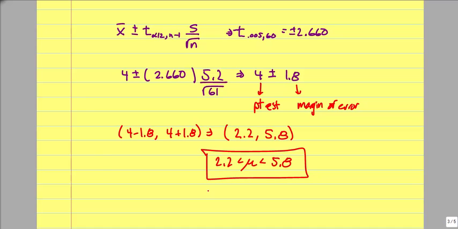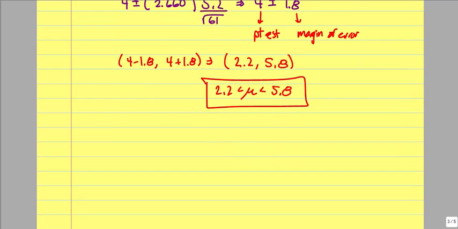Now remember, this has to do with repetitiveness. If I did this sample over and over again with size 61, I would expect that 99% of these intervals that I built would capture the true mean, and then 1 would not capture the true mean, and we hope the one that we built was one of the ones that did capture the true mean. So this is an example of finding that confidence interval.